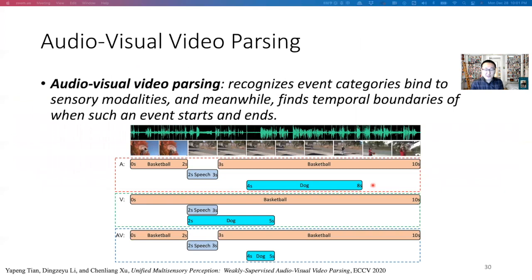To answer the above questions, we pose and try to tackle a fundamental problem, audiovisual video parsing, that recognizes event categories bound to sensory modalities, and meanwhile finds temporal boundaries of when such an event starts and ends. For this example, we not only need to know that there are 3 different events, basketball, speech, and dog, in the video, but also need to detect the corresponding event boundaries and modality types.